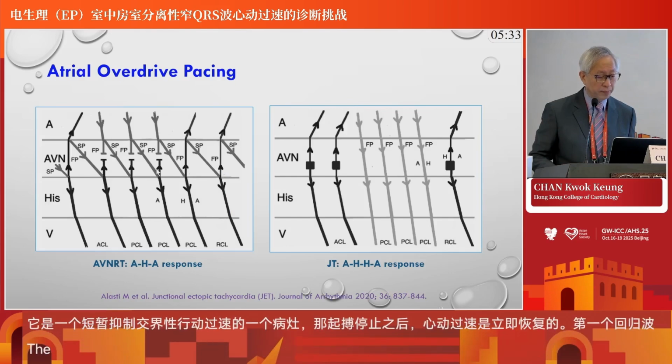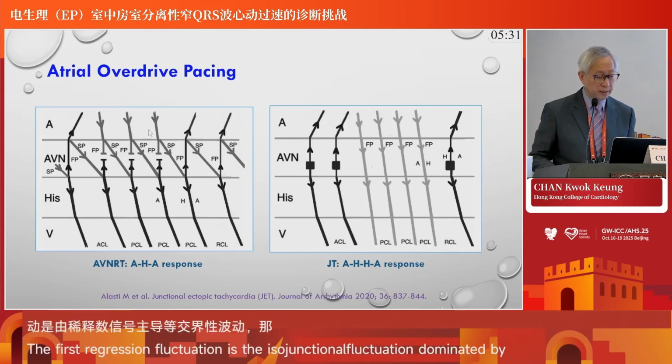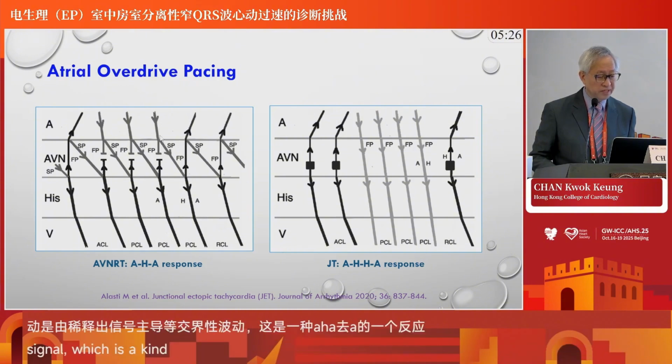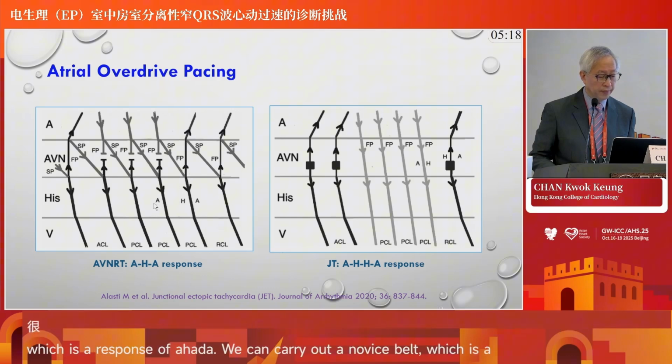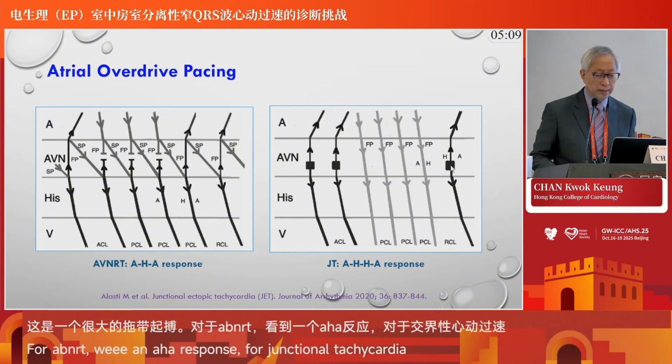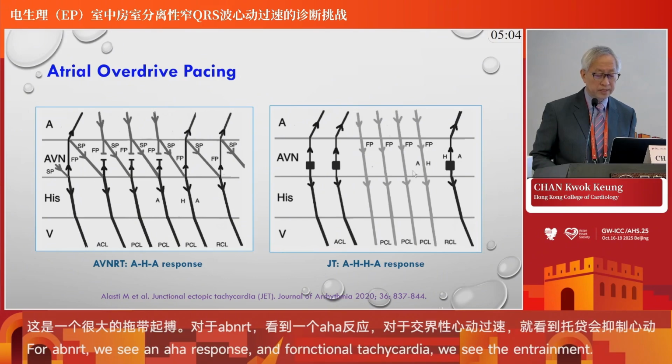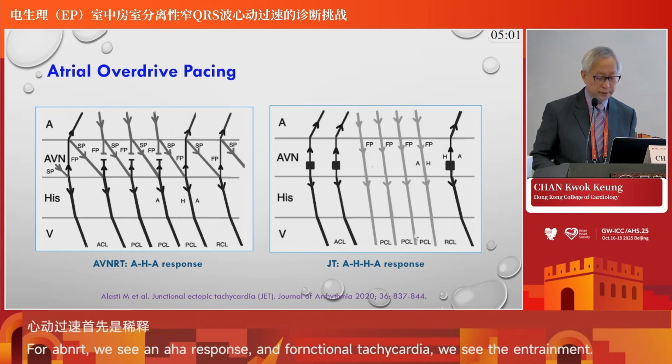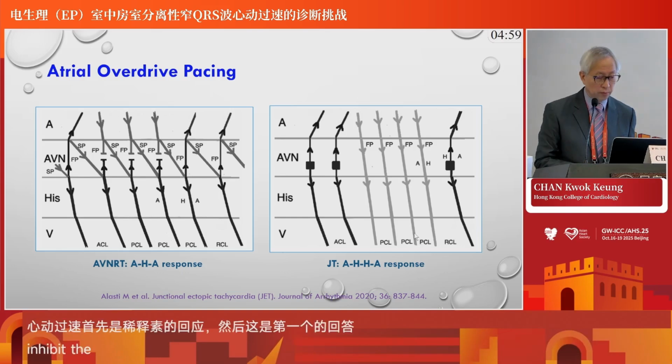In this diagrammatic representation, this is the pacing beat, and we have the entraining beat. So this is the entrained pacing, and you can see that when the first return beat comes for AVNRT, this would be an AHA response. But for junctional tachycardia, it will suppress the tachycardia circuit. When the first beat comes, it would be led by the His, and this is the first return beat, and you can see it would be an AHHA response, which is different between the two.